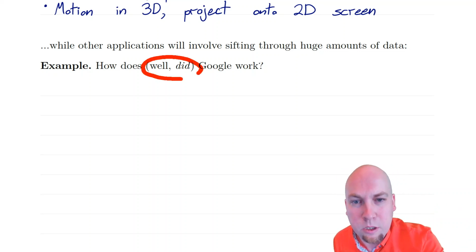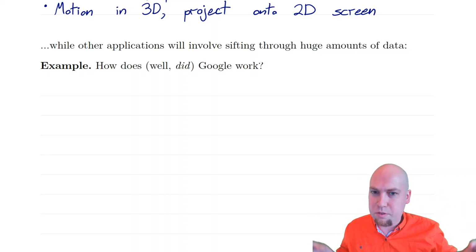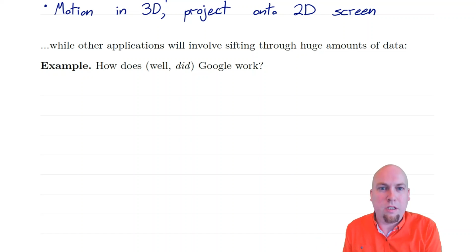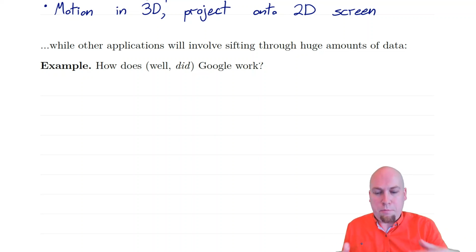Well, how did Google work? No one really knows outside of Google how Google works nowadays. They've got all sorts of stuff under the hood that's closed source now. It's sort of proprietary. But back in the day, when they first got their start, they published a paper explaining how their Google PageRank algorithm works.